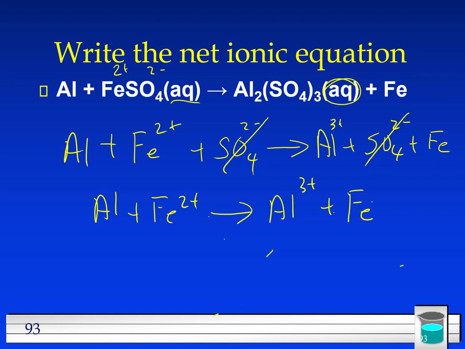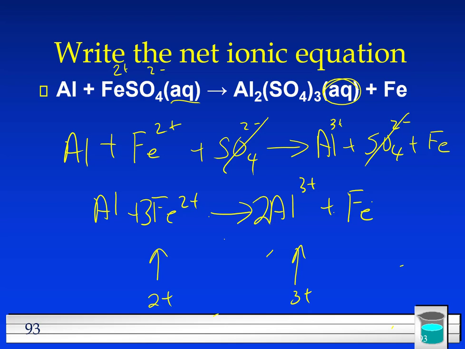Now that looks perfectly balanced, right? 1 Al, 1 Al, 1 Fe, 1 Fe, everything's great, except this side has a charge of 2 plus, and this side has a charge of 3 plus, which means I lost an electron someplace. I can't lose an electron. The two sides don't have to equal 0, they have to equal each other. So where are 2 and 3 going to run into each other? At 6, right? So if I put a 3 here and a 2 here, that makes them both 6.